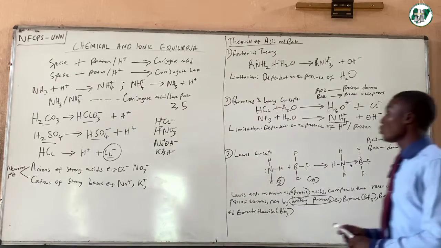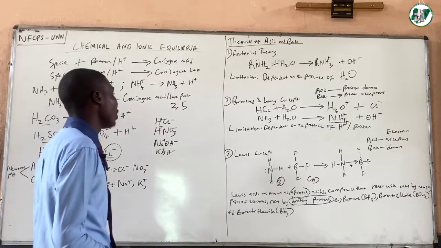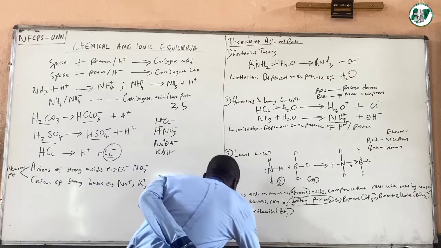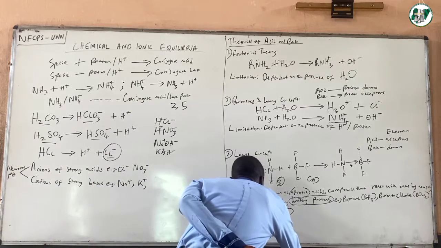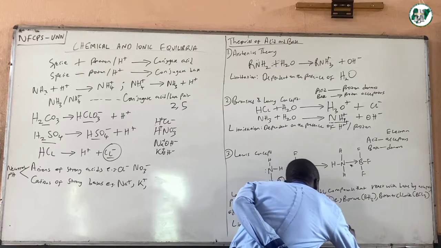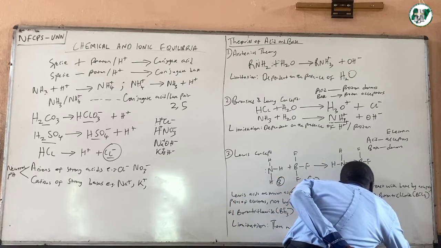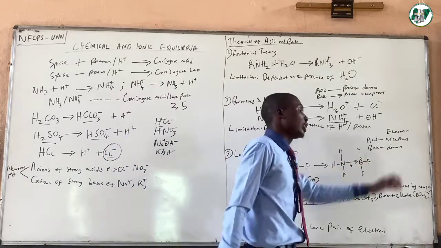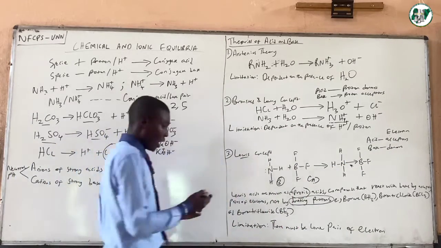All right, so back to it. We have seen the limitation of Arrhenius theory. We have seen the limitation of Bronsted and Lowry concept. What about the limitation of the Lewis concept? Can you guess that? All right, so the limitation of the Lewis concept is as follows. The limitation is that there must be a lone pair of electrons, because we are defining acid and base in terms of electron acceptors and electron donors. So if there are no lone pairs of electrons, you cannot apply the Lewis concept.